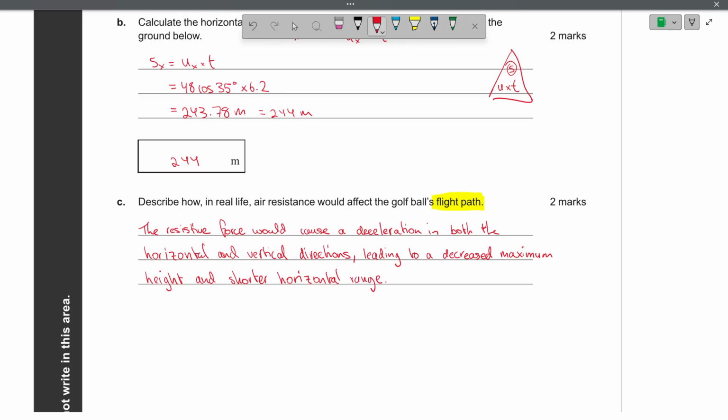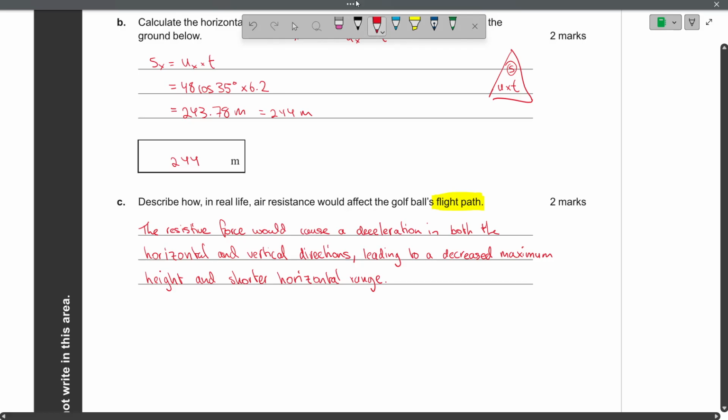Alright, so again, I've said the resistive force would cause a deceleration in both the horizontal and vertical directions, leading to a decreased maximum height and a shorter horizontal range. So we're addressing both the horizontal and vertical parts of that ball's motion. If you just said it would have a shorter height, or just said it would have a shorter horizontal range, you'd probably only get 1 mark for that question. You'd have to address both directions there.